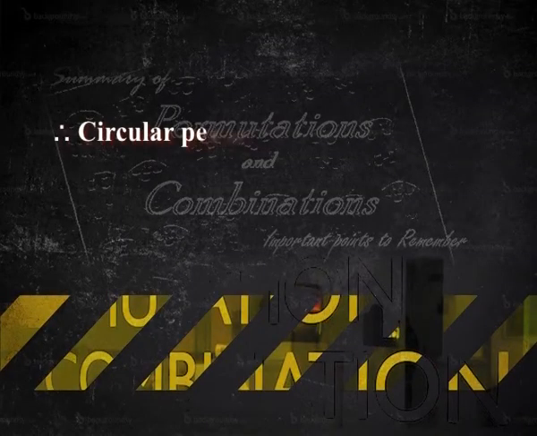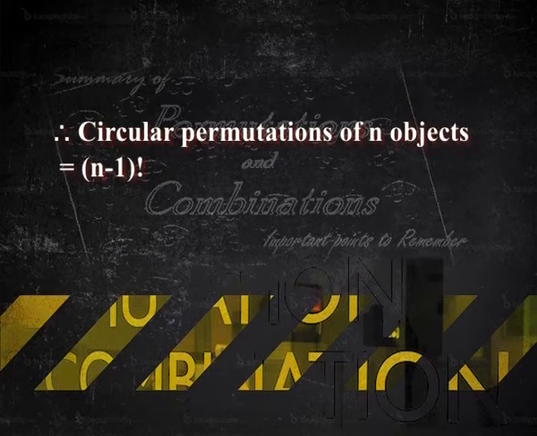A circular permutation has no beginning or end, and so it is different from a linear permutation where there is a beginning or an end. In circular permutation, the position of an object with respect to its neighborhood is important. Therefore, in circular permutations, the position of any one of the objects is fixed and then the others are arranged among themselves. Therefore, circular permutations of n objects is equal to n minus 1 factorial.